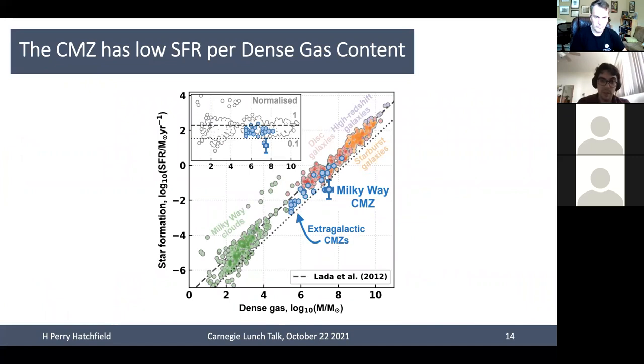So this we can put into galactic and extragalactic context a little more quantitatively as well. This figure shows on the x-axis the dense gas content, and on the y-axis, the rate of star formation. And you can see that many Milky Way clouds, disk galaxies, and high-redshift galaxies lie pretty close together in terms of a power law relating their dense gas content to their star formation rates. The center of the Milky Way actually lies considerably below this. So it seems like the Milky Way's galactic center, on average, has a star formation rate that is about a factor of 10 to 100 lower than we would expect from these contemporary scaling laws for star formation. And that's a little bit mysterious.